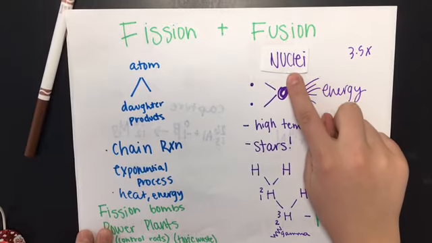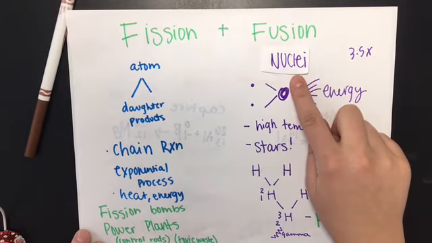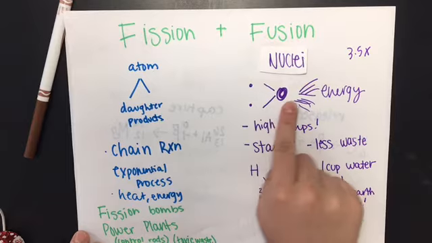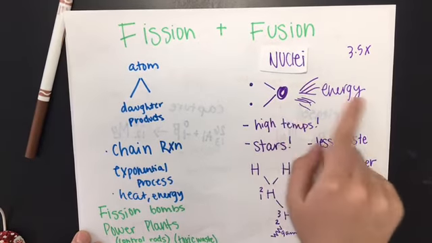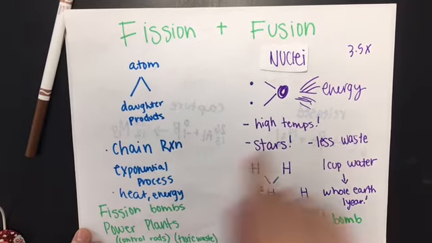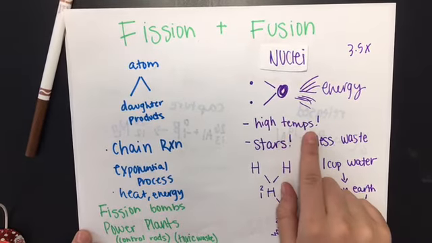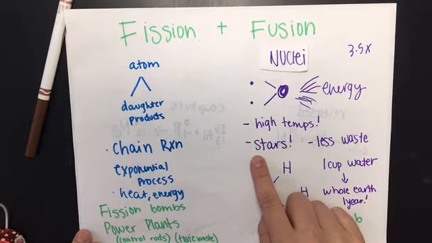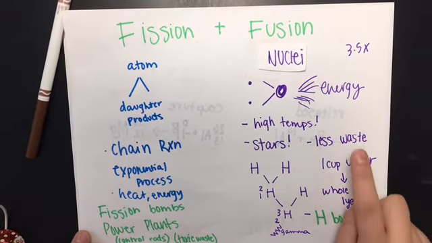Now with fusion, it's when two smaller nuclei combine into one big nucleus, and that releases a lot of energy. In fact, 3.5 times more energy than fission. This happens at very high temperatures that we cannot contain. It happens on stars and has less waste, actually pretty much no waste.